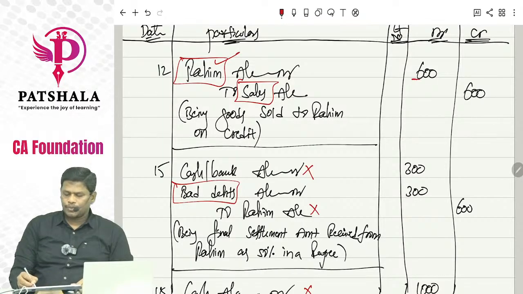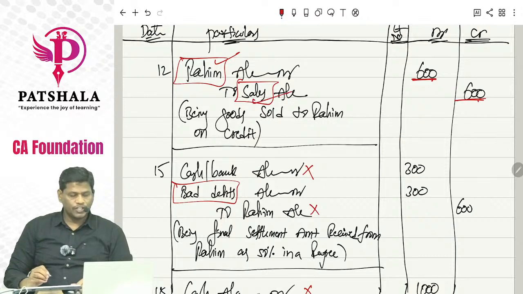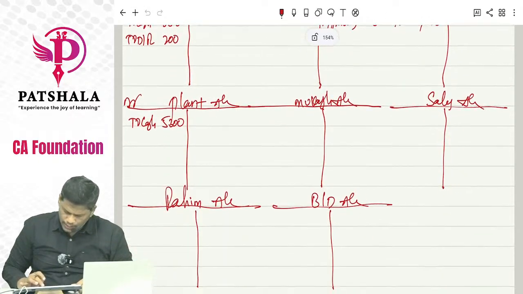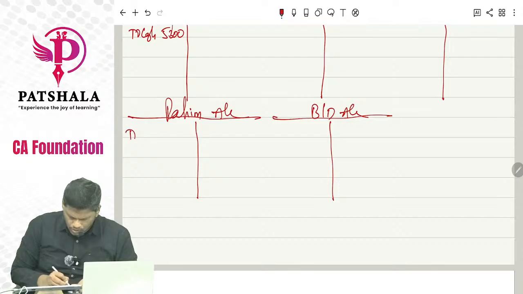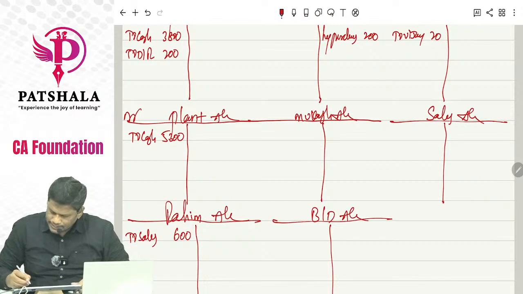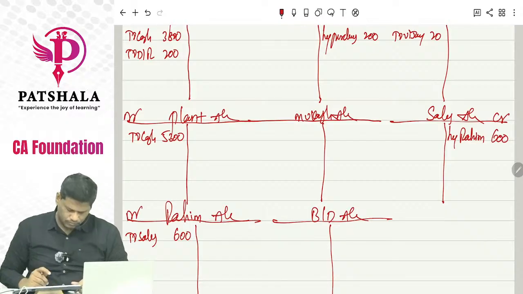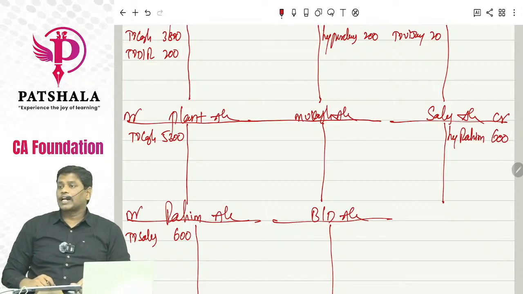Rahim account should be debited with, reference should be given to sales. Sales should be credited with 600, reference should be given to Rahim. So go to Rahim account, to sales 600. Go to sales account, by Rahim 600. Go to Rahim account, write to sales 600. Go to sales account, write by Rahim 600.